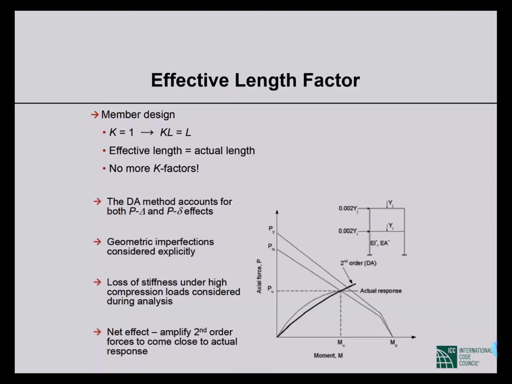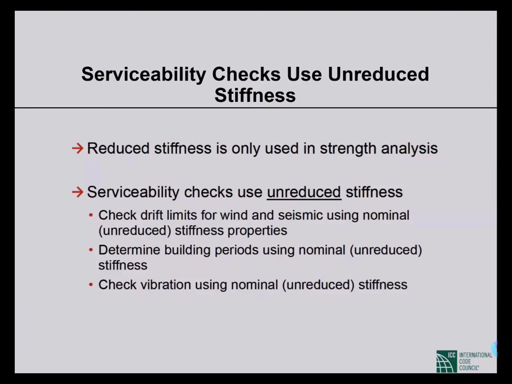This is very important: serviceability checks should be done while checking the serviceability limits. We cannot reduce the stiffness values, so we have to use unreduced stiffness. So what are the serviceability limit checks? Drift limits for wind and seismic cases. And if we want to calculate the building period, then we cannot reduce the stiffness.